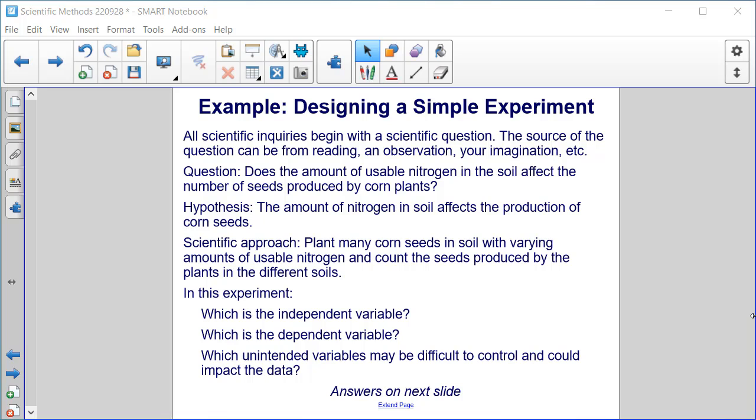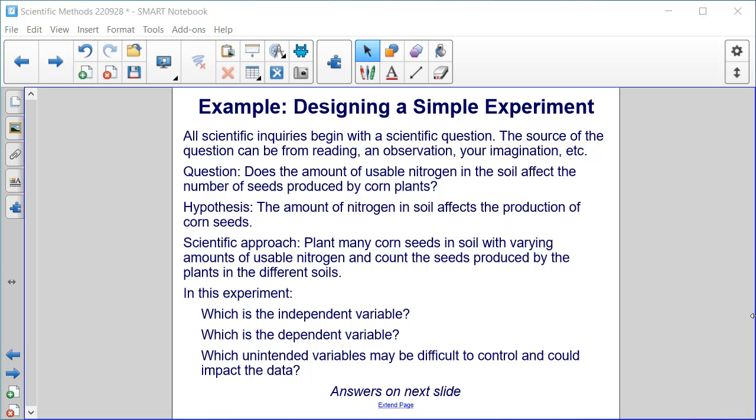All scientific inquiries begin with a scientific question. The source of the question can be from reading, an observation, your imagination, etc. So the question here: does the amount of usable nitrogen in the soil affect the number of seeds produced by corn plants? Hypothesis: the amount of nitrogen in soil affects the production of corn seeds. Scientific approach: plant many corn seeds in soil with varying amounts of usable nitrogen and count the seeds produced by the plants in the different soils.